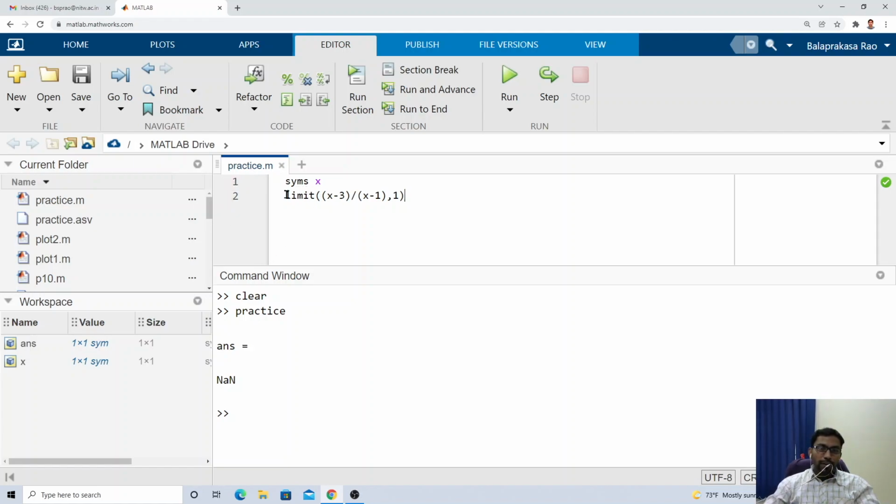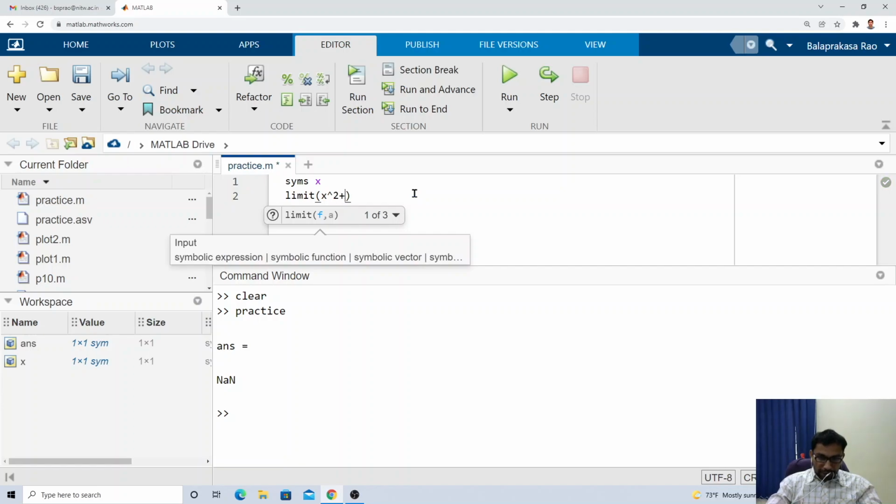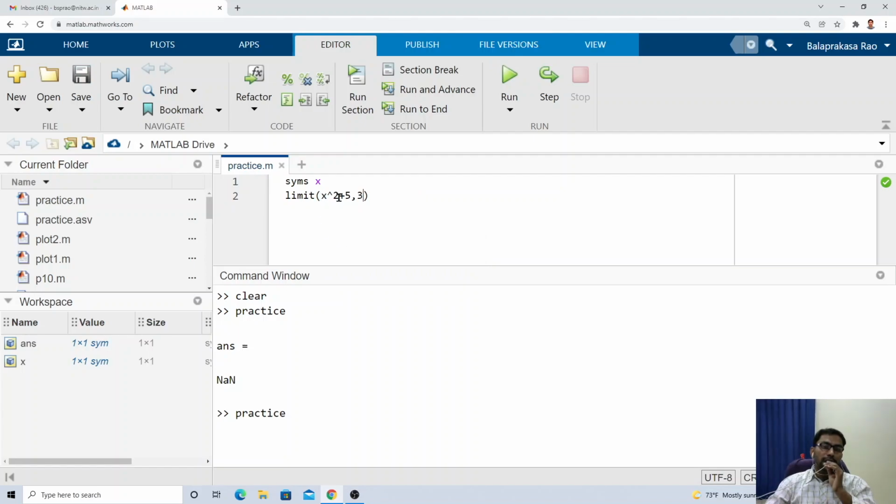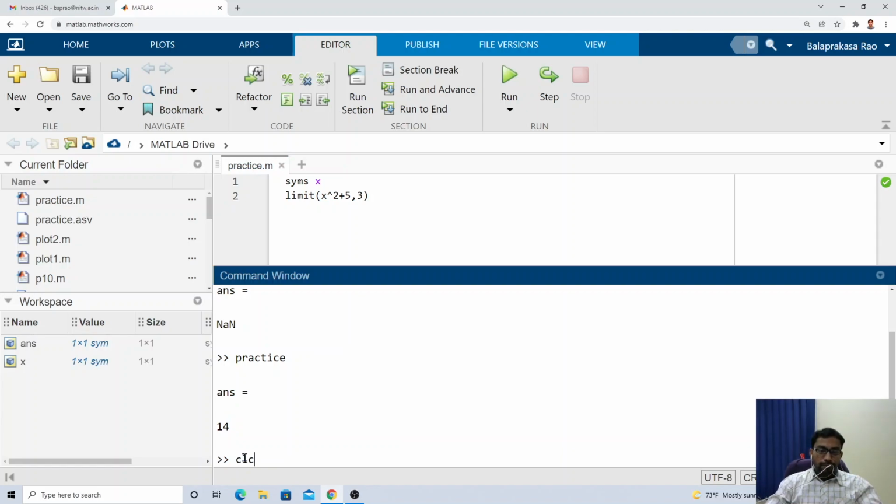Similarly, you can give whatever you want. Let us say you want to give one more, a different equation: x square plus 5. I want to evaluate the limit of this equation as x tends to 3. As you can see, this is 3 square plus 5, that means 14. So it was giving 14. So this limit function will compute the limit of your equation.